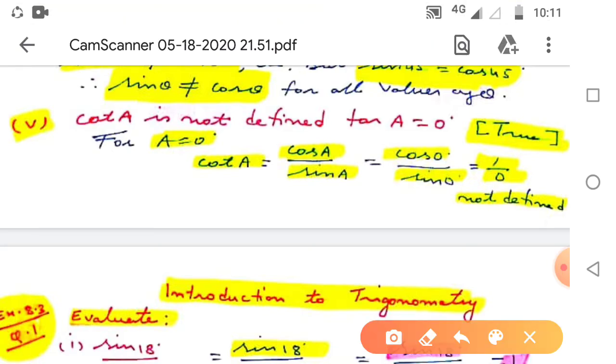Now come to the fifth part, that is cot A is not defined for A equal to 0. That is true. A is equal to 0. So cot A is equal to cos A upon sin A. It means cos 0 upon sin 0. The cos 0 value is 1 and the sin 0 value is 0. So 1 upon 0 is not defined. So this is a true statement.